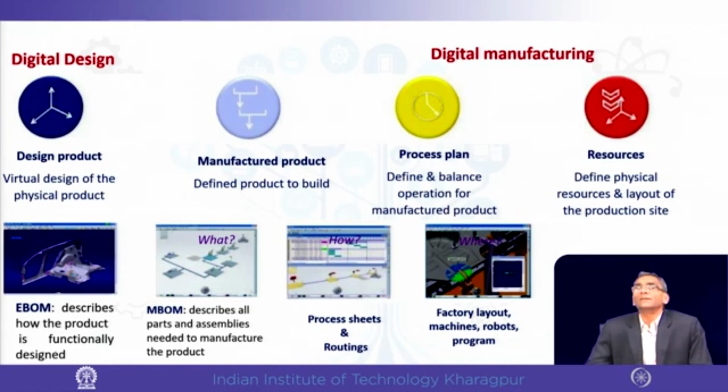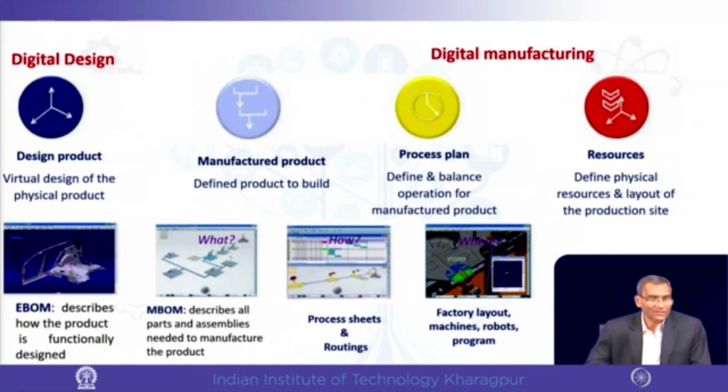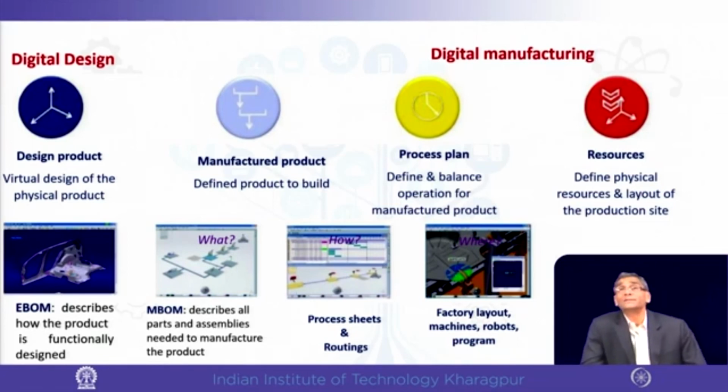And then the resources, the defined physical resources, the layout of the process, what kind of machine, what is the layout of the machine, etc. And then along with it goes the E-BOM and M-BOM, which describe how the product is functionally designed and how the assemblies, how the parts are to be fitted in assembly. You would recall we discussed the functionality and the allocation of parts into that in the product architecture.